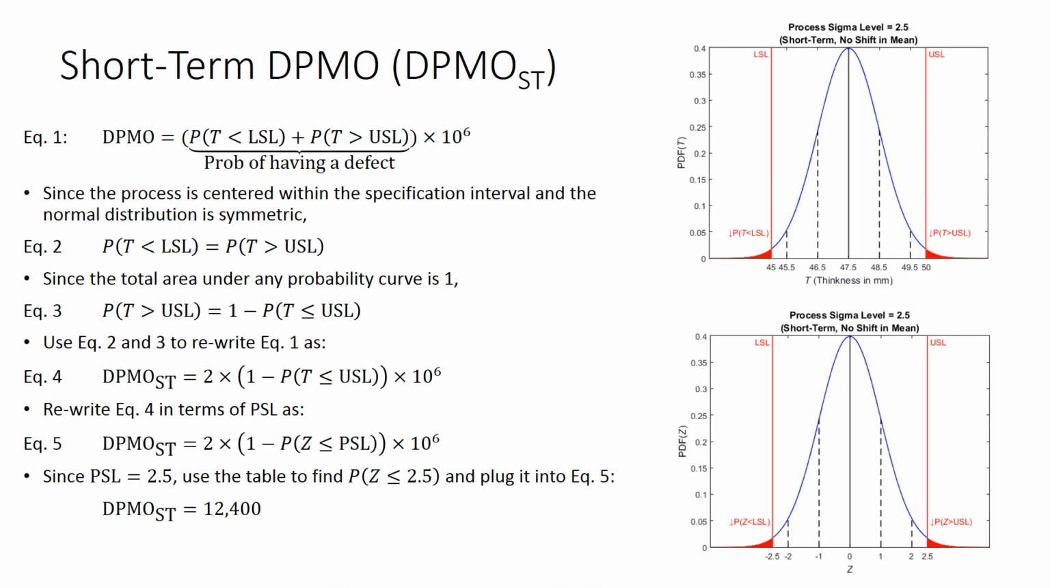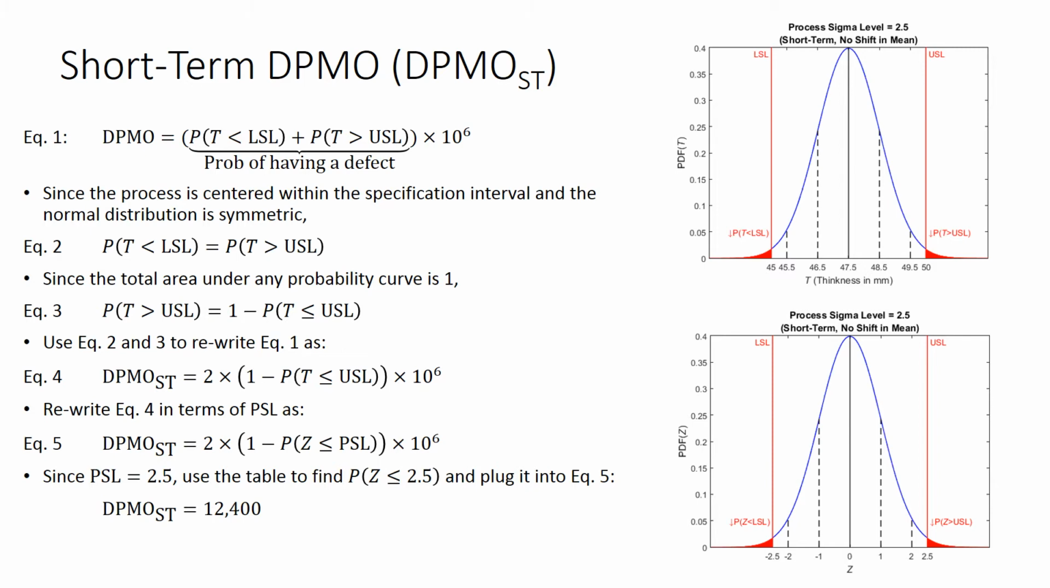So now let's go back and plug this value into the equation 5. We plug the value into equation 5 and we get 12,400. So the short-term DPMO is 12,400 defects per million opportunities, and it is the best case performance of our process.